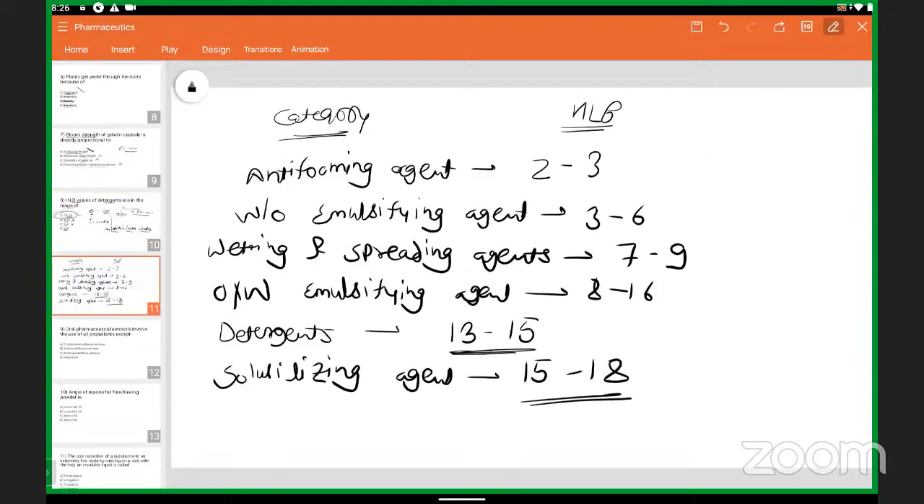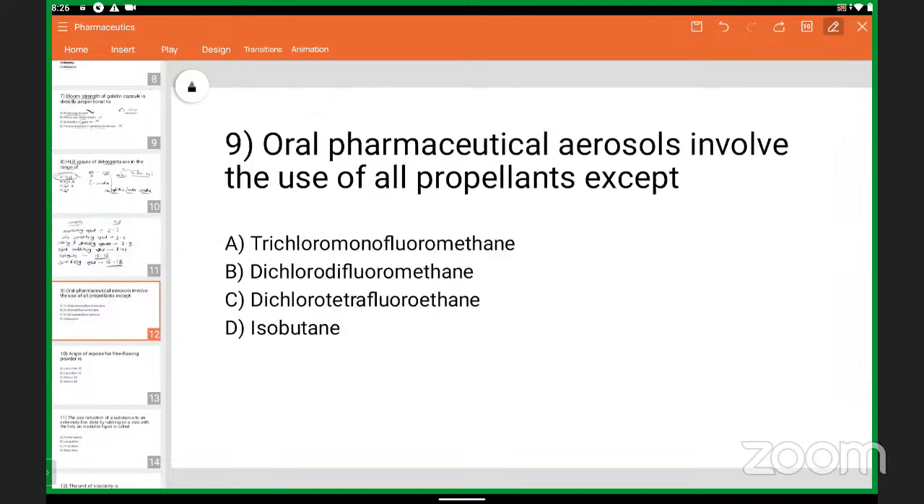Okay, now let's move to the next question. That is, oral pharmaceutical aerosols involve the use of all propellants except. Option A is trichloromonofluoromethane. Option B is dichlorodifluoromethane. Option C is dichlorotetrafluoroethane, and option D is isobutane.